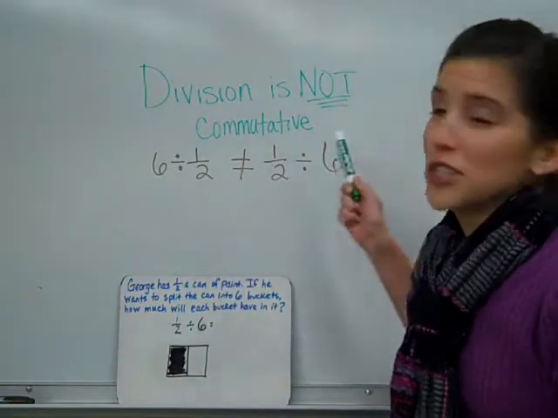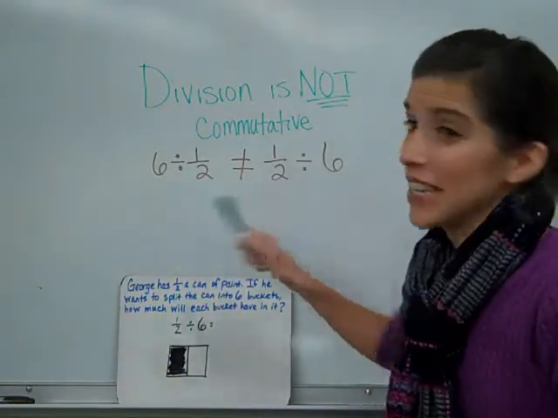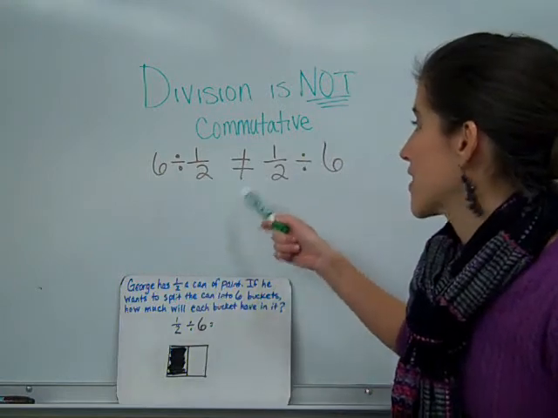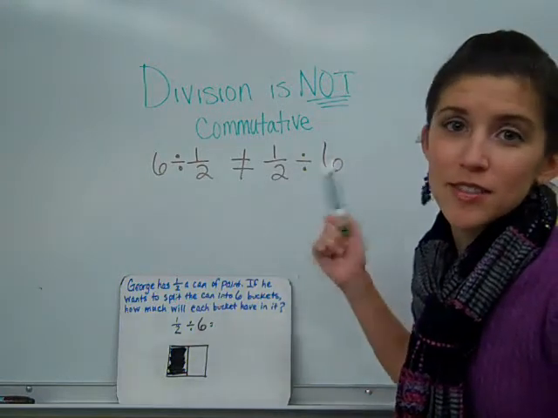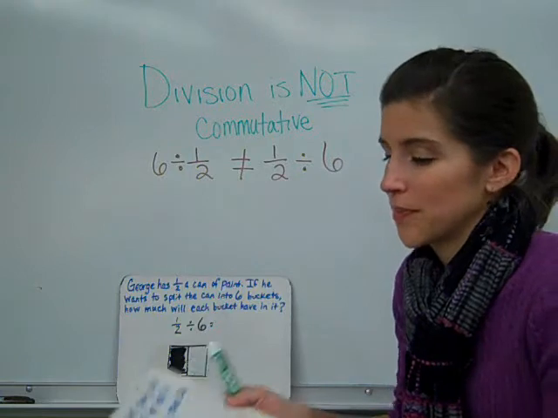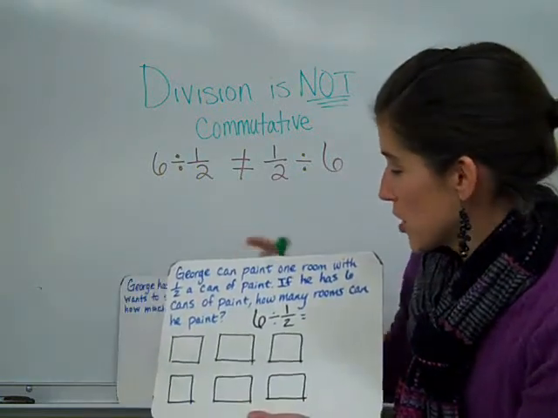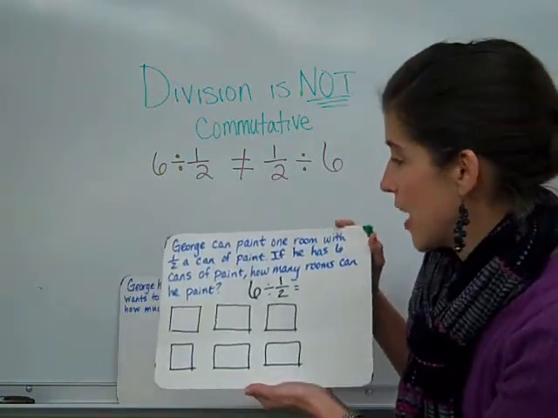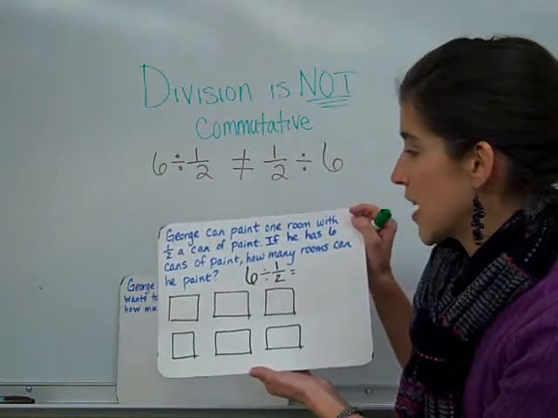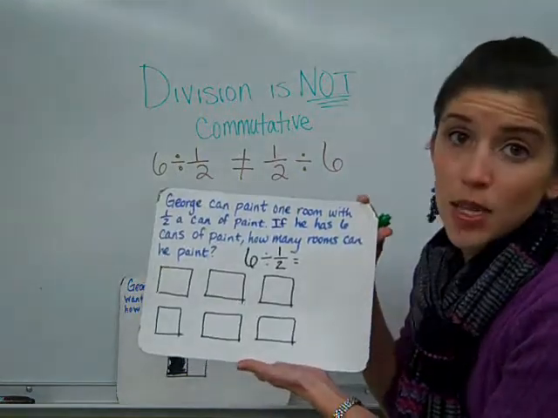Alright, so we all know that division is not commutative, meaning 6 divided by a half is not the same thing as half divided by 6. So let's look to see how that works. With this example, George can paint one room with half of a can of paint. If he has 6 cans of paint, how many rooms can he paint?